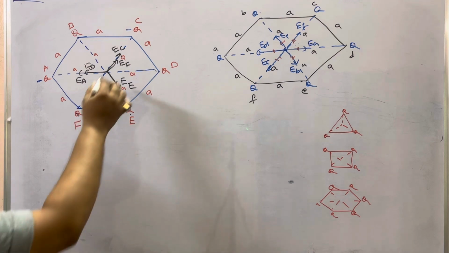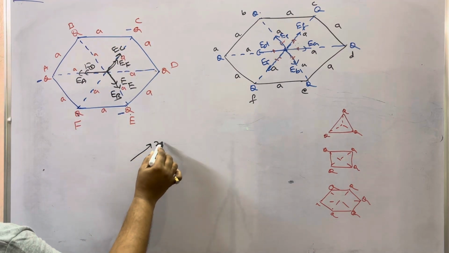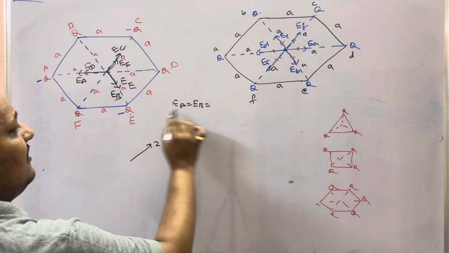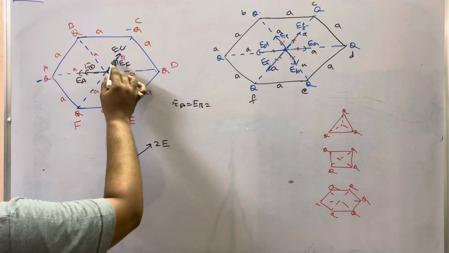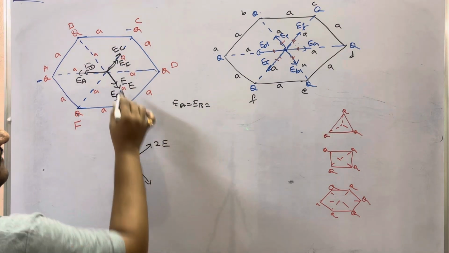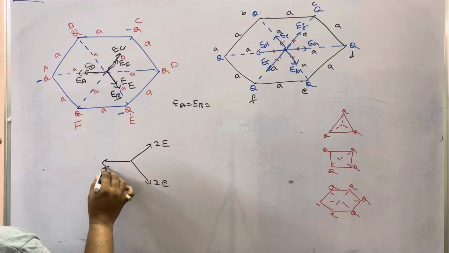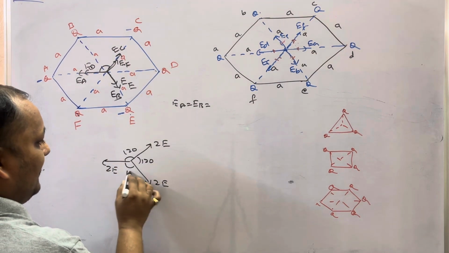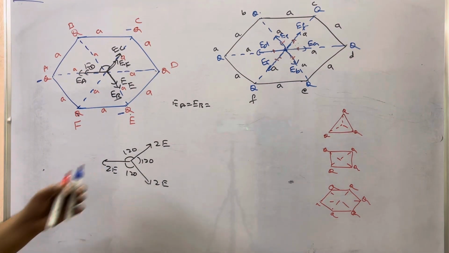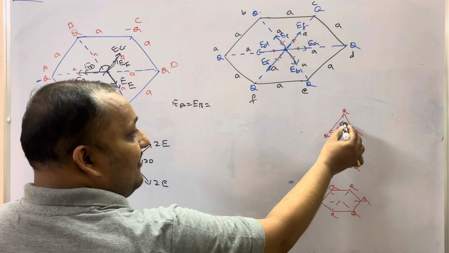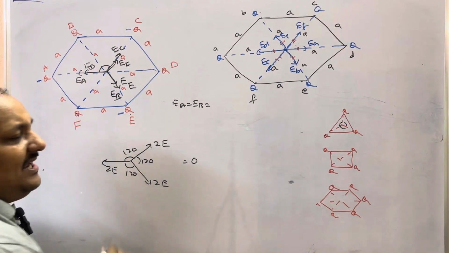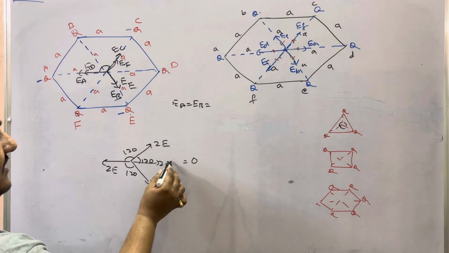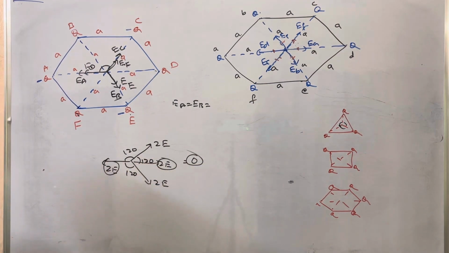In this, EA equal to EB equal to all are the same. Therefore, simply I am writing E plus E to E. Now another one, E plus E to E. Now another one, E plus E to E. Now, what is the angle between these two? 120, 120, 120. So see, as in the triangle case, if it is 120, the resultant is going to be 0. Because 120, 120, 2E, 2E, at 120 you will get 2E. These two are equal and opposite. Finally, your answer will be 0.